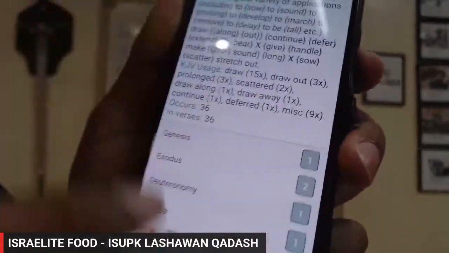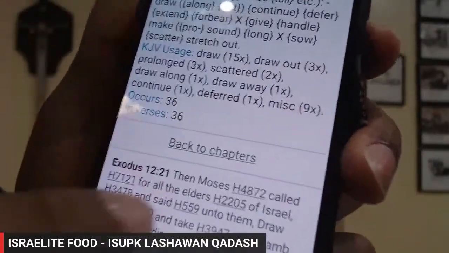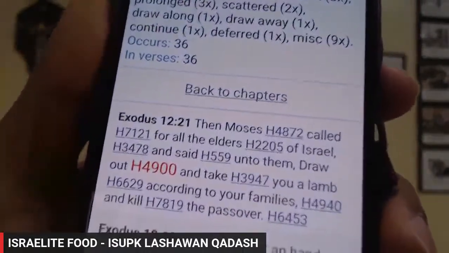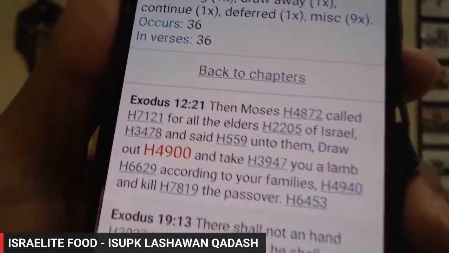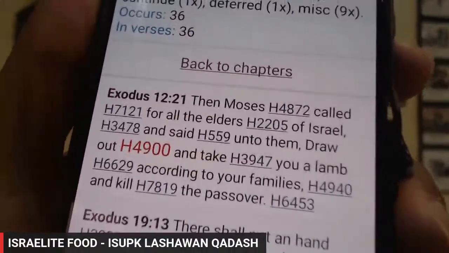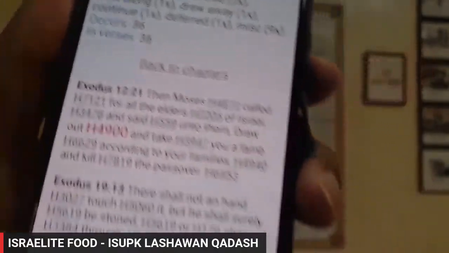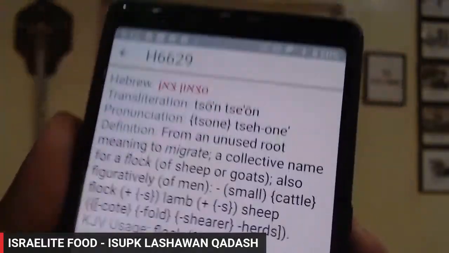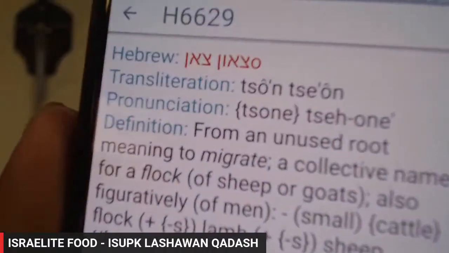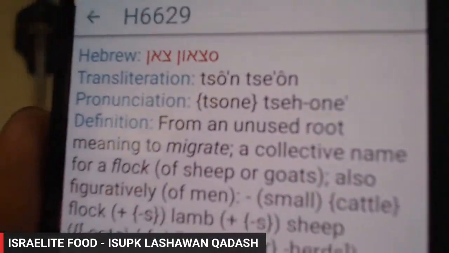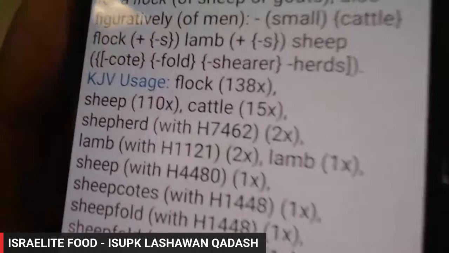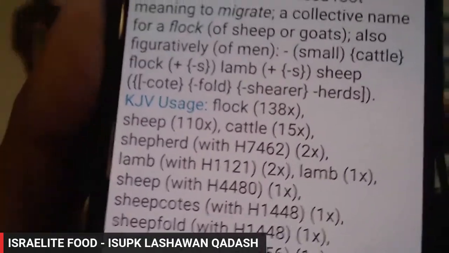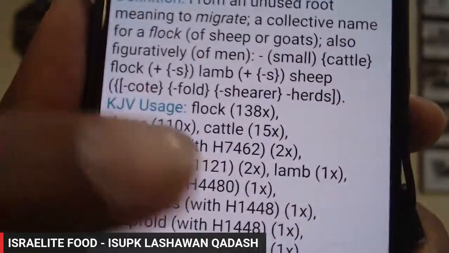What's the other one? We got some Exodus here. And it says, Moses called for all the elders of Israel and said unto them, draw out and take you a lamb according to your families. And we're supposed to go into Israelite foods today. Right? So here's lamb, here's the word for lamb. Taza'an. Taza'an is the word for lamb. That's number one. That's number one on the list. Right? Even though it says cattle, they're referring to lamb.